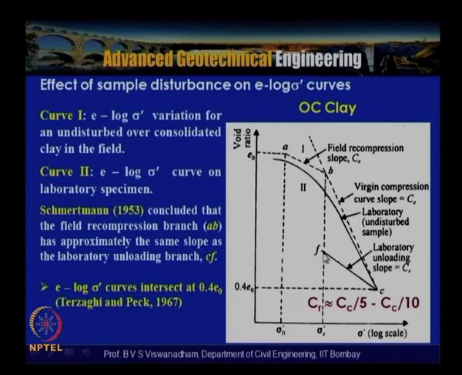So you can see here that according to Schmertmann 1953, he concluded that the slope of this line and the slope of this line AB are almost identical. So Schmertmann 1953 concluded that the field compression branch AB has approximately the same slope as the laboratory unloading branch CF. So in case of the over consolidated clay, what we have is the two segments AB and BC.